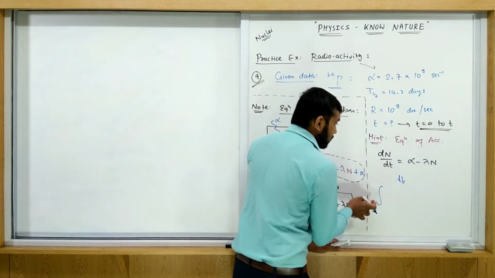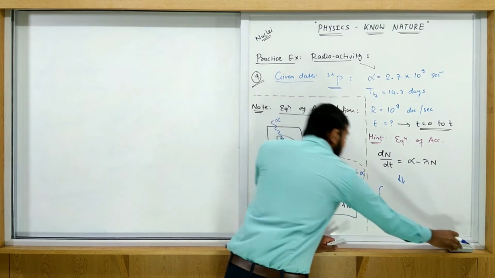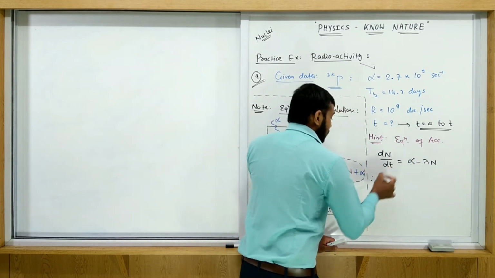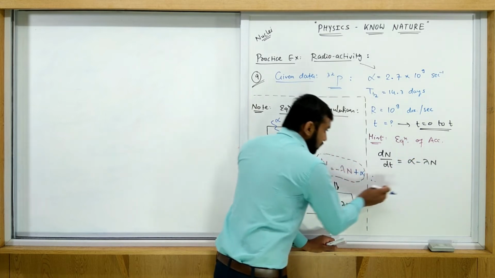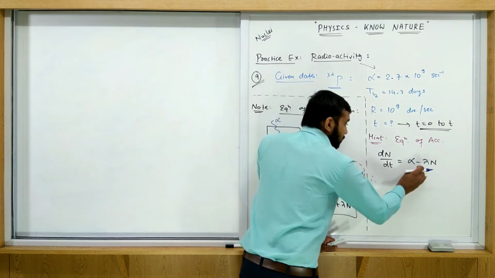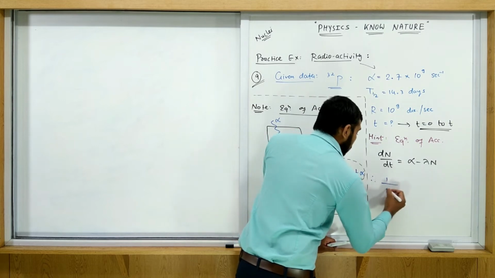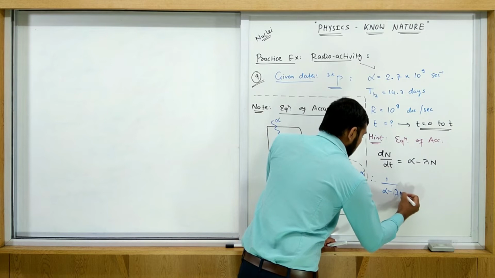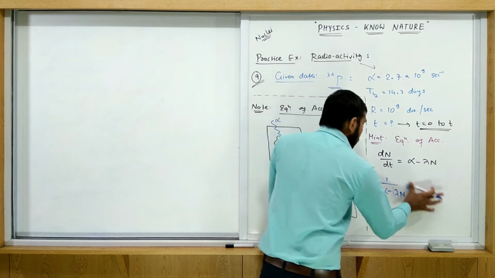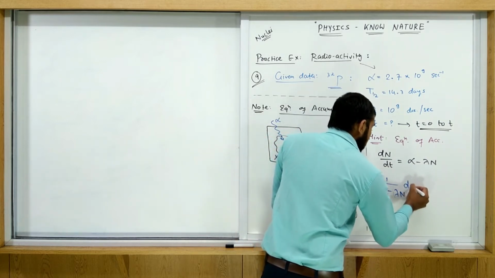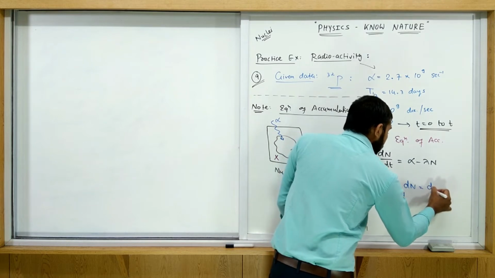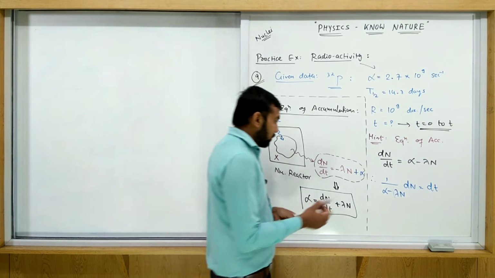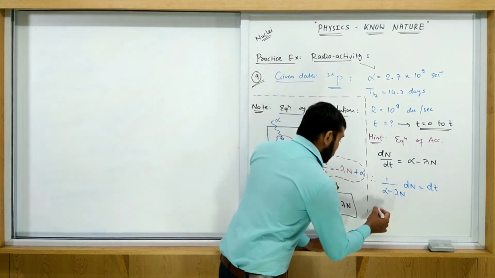Before we go to integration, let's write this. Consider this one comes in the denominator, this one comes in the numerator. So 1 upon alpha minus lambda N into dN is equal to dt. Now take an integration on both sides.